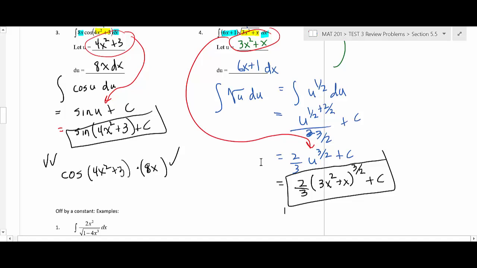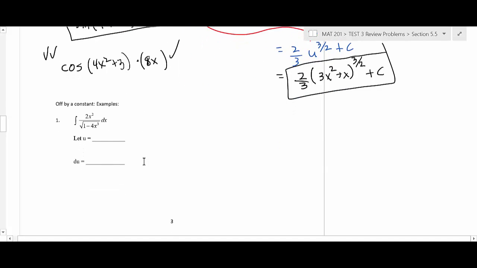Those two are not what I consider the harder u-substitutions because du matched perfectly the rest of the expression in the integral. Now we're going to focus probably the rest of the time on the ones that are off by a constant.